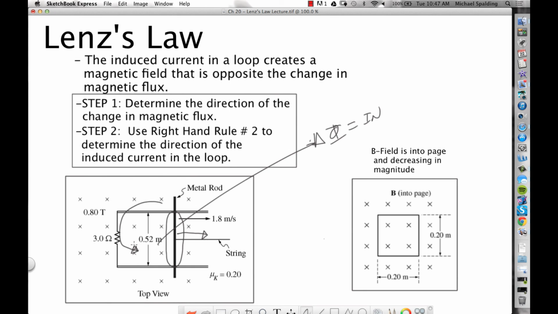Hey, I know the bell rang. Listen, just real quick, let's go to this one. Here we have a situation. I'm telling you the B field is into the page and decreasing in magnitude. Which way is the change in flux here? If the magnetic field is decreasing in magnitude, it's going to be out. The change is out. So go to step 2 now. Step 2, use right-hand rule number 2. The induced current makes a magnetic field that's in. Which way is my thumb pointing? It's going to run clockwise. Like that.